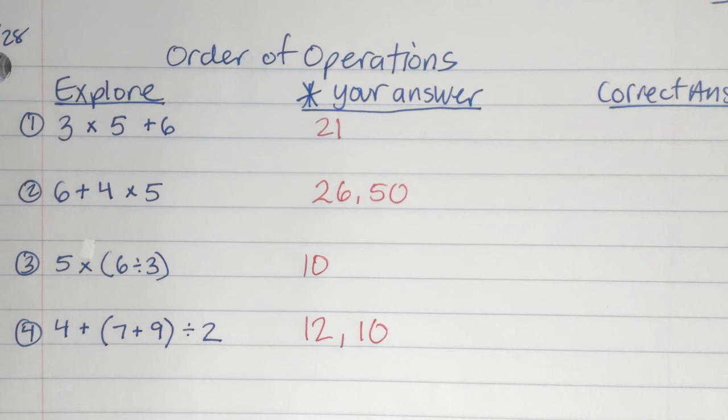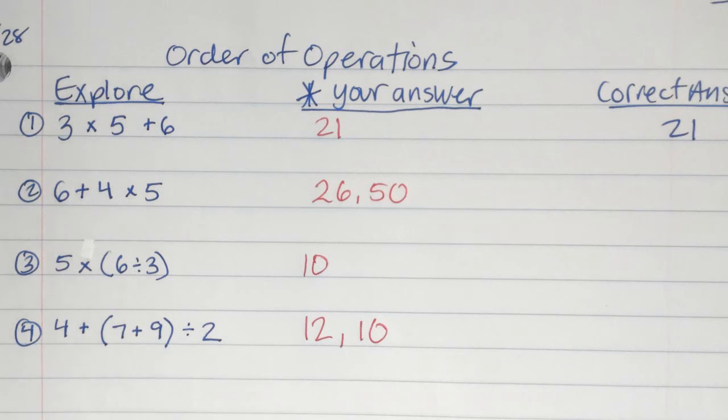So let's do the first one, for example. Let's say we did 3 times 5 plus 6. 3 times 5 plus 6. The correct answer is 21. I'm going to write that on my paper, but the correct answer should be 21. So write that down. 21 is the correct answer.